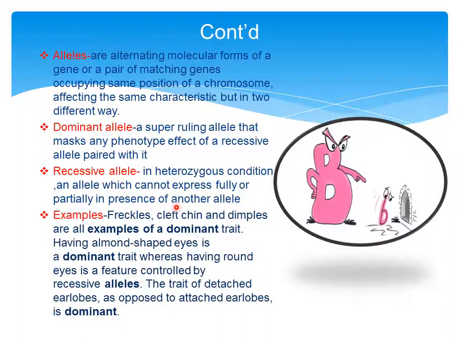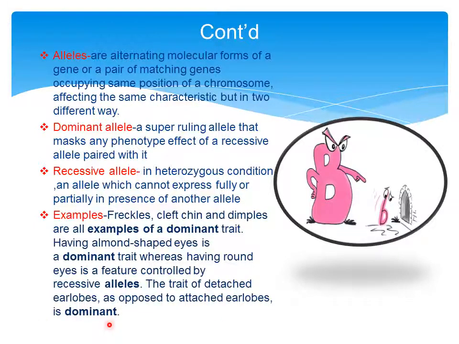Now let us see some examples. Freckles, a cleft chin as we have seen, and dimples are all examples of dominant traits. If a father or a mother has a cleft chin, freckles or dimples, it is dominant. Almond shaped eyes are a dominant trait, whereas round eyes are a feature controlled by recessive alleles. Detached earlobes, as opposed to attached earlobes, are also a dominant trait.